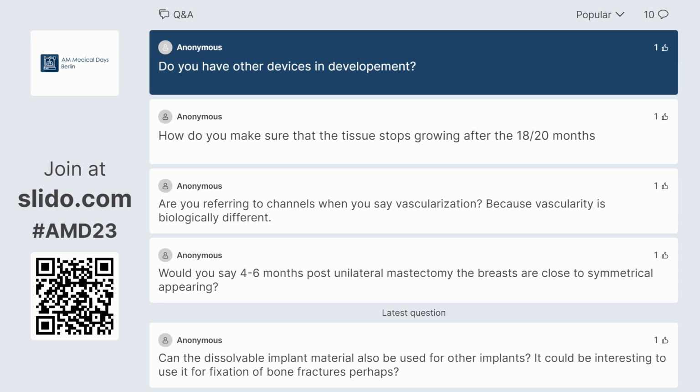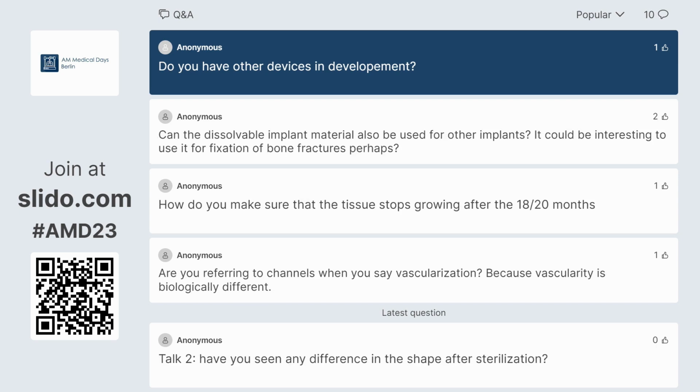Okay. And are you referring to channels when you say vascularization? Because vascularity is biologically different. Is the next question or comment. Okay, yeah, we use the term vascularization. We have the channels, but what we're currently working on is to add growth factors so that there is neovascularization from these initially printed channels to have microvessels that go deeper into the tissue.